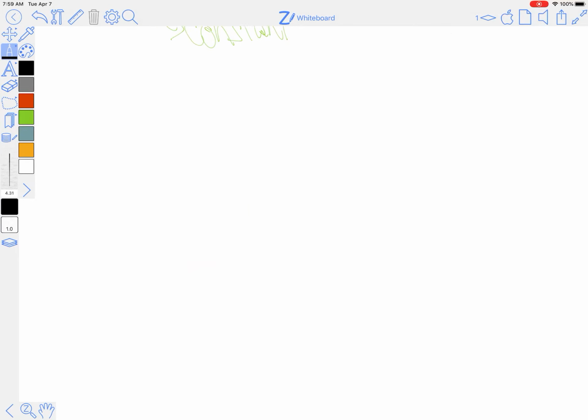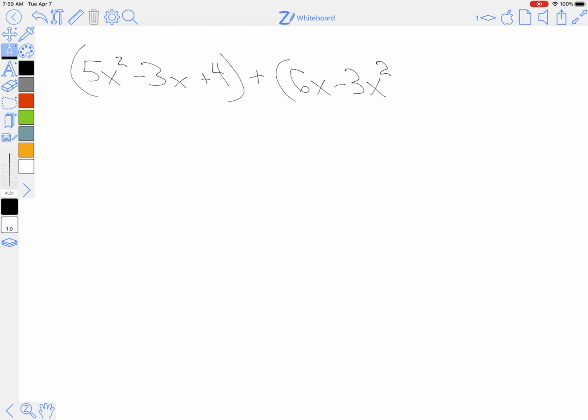Now to the adding and subtracting portion of this. It should be pretty simple. You've done this before. Something like 5x squared minus 3x plus 4 plus 6x minus 3x squared minus 3.